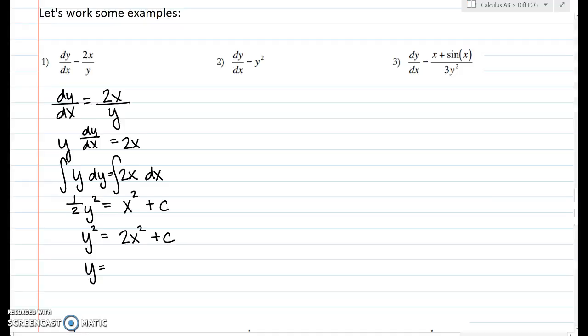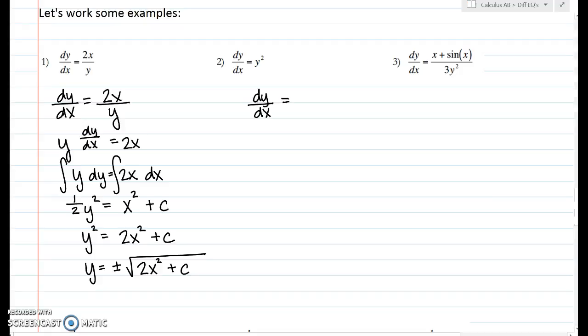So to get y by itself, I'm going to need to take the square root, and please don't forget plus or minus. Okay, so there's what we call our particular solution for that differential equation. Okay, so let's try another one.